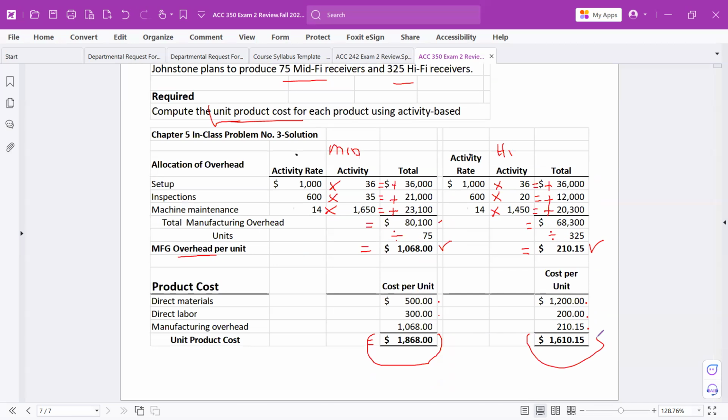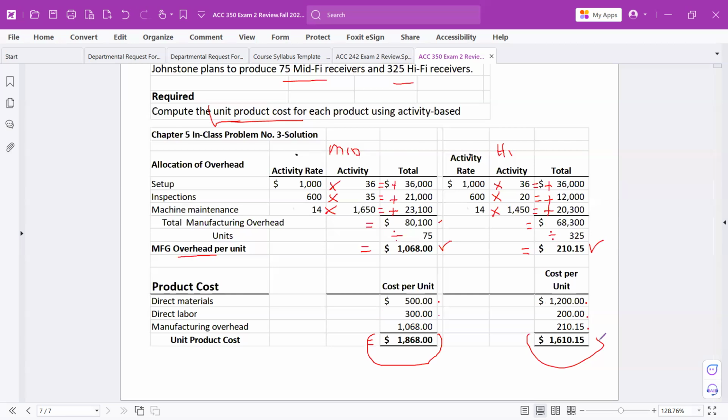So good comprehensive problem because it forces you, one, to use activity-based costing from chapter 5, two, to find the unit product cost. That's chapter 3. So it combines everything in a good summary.